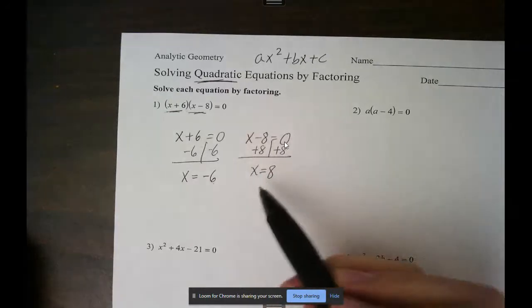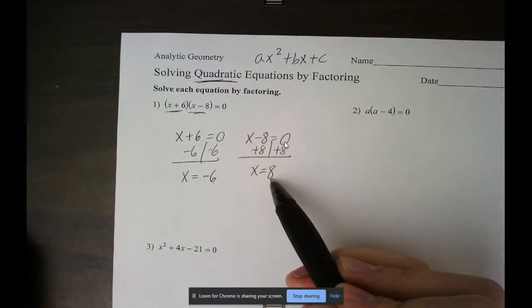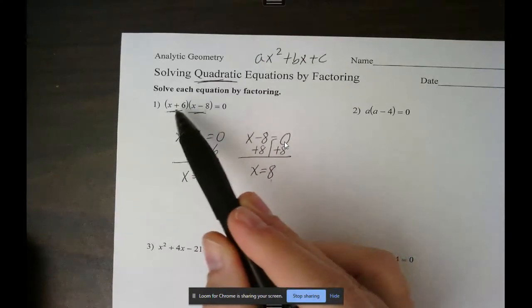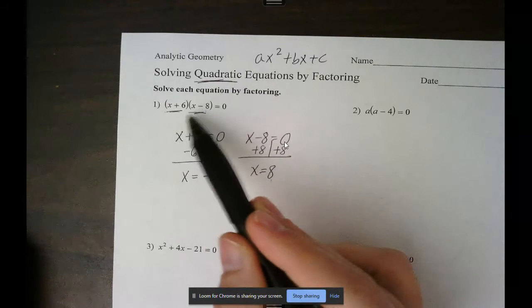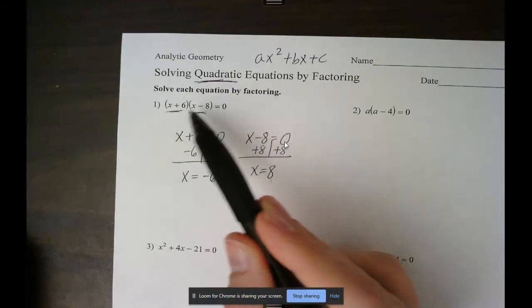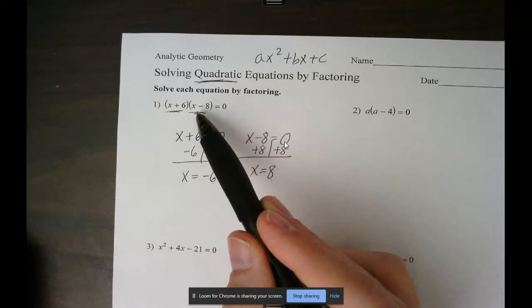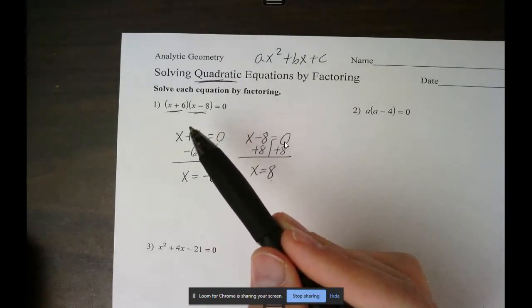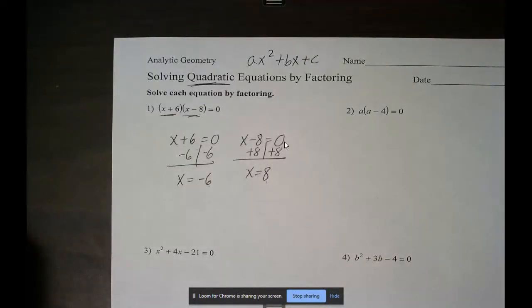The same thing would happen if you plugged 8 back in, because 8 minus 8 is going to be what? 0. And then you have 0 times 8 plus 6, which is 14. 0 times 14 is going to equal 0. So as long as either one of these factors goes to 0, the whole thing will go to 0. Does that make sense? Okay, so that's the idea. That's what we're doing here.